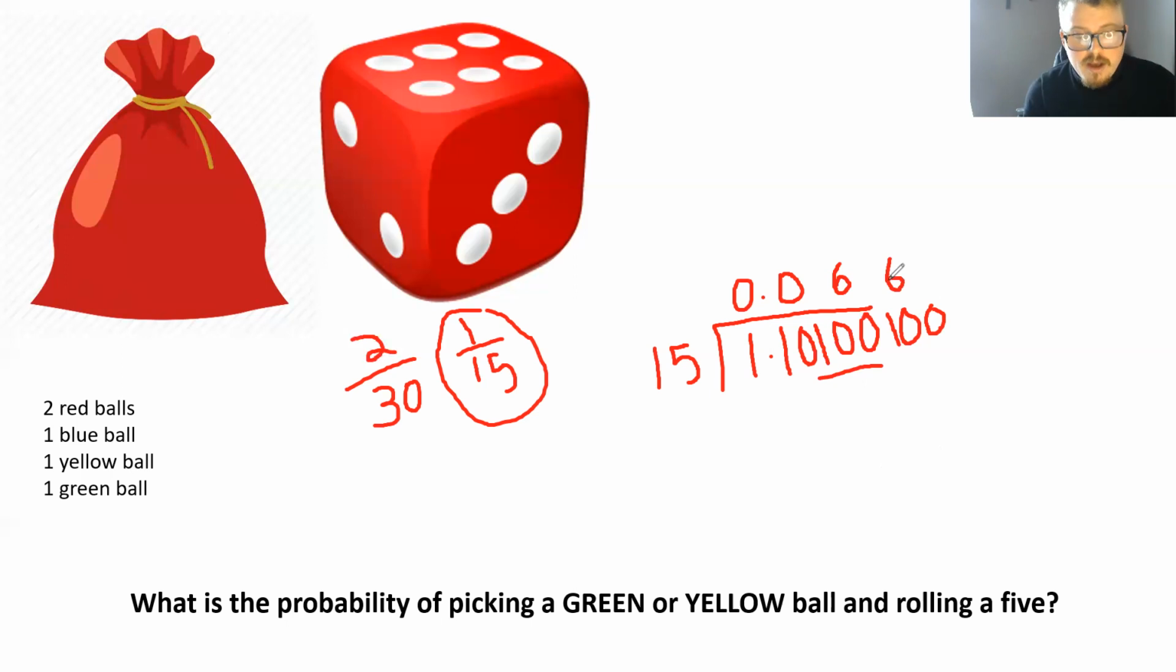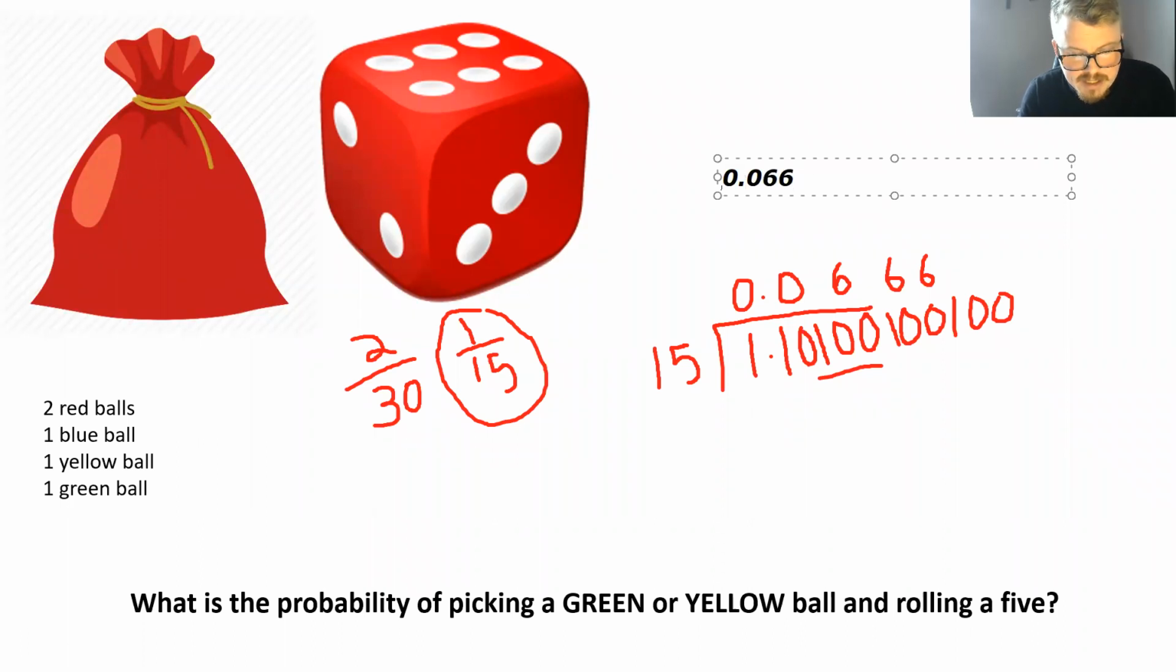So I know once again, because I landed on 90, I've got that 10 remainder, and I need to add a placeholder. So once again, how many times does 15 go into 100? We know the answer is 6, but I'm going to stop now because I've got 4 decimal places, and that's enough to work with. Okay, so my answer in decimals is 0.0666.